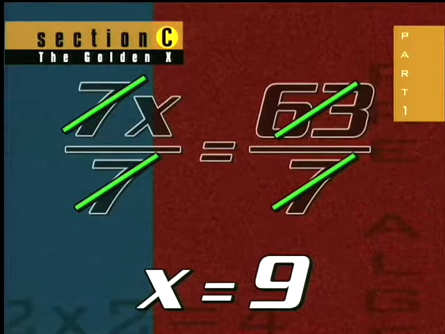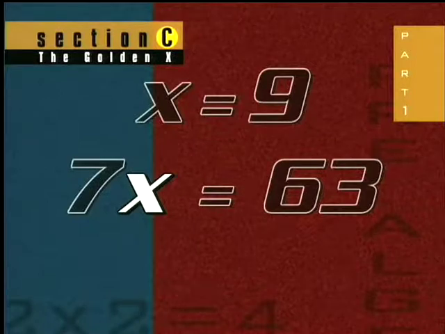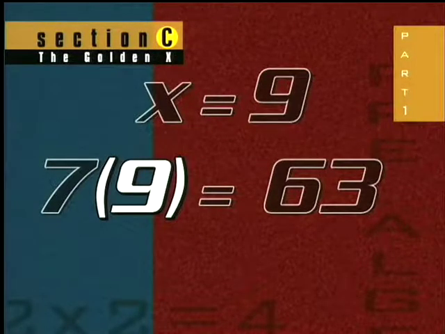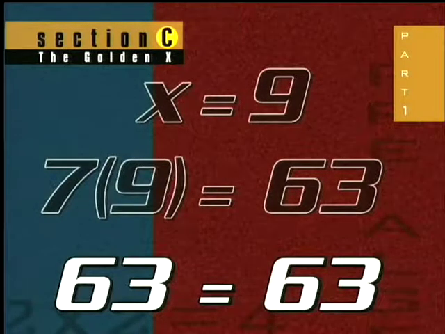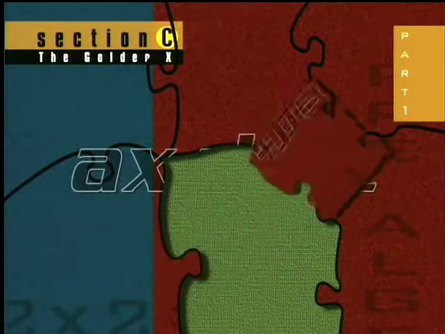Now we can use the check to figure out if we've done it right. We just go back to our original equation and plug in 9 for x. We end up with 7 times 9 equals 63. Sure enough, 63 equals 63, so we're right. See, it's a lot like a puzzle where we're searching for the missing piece that will balance our work.